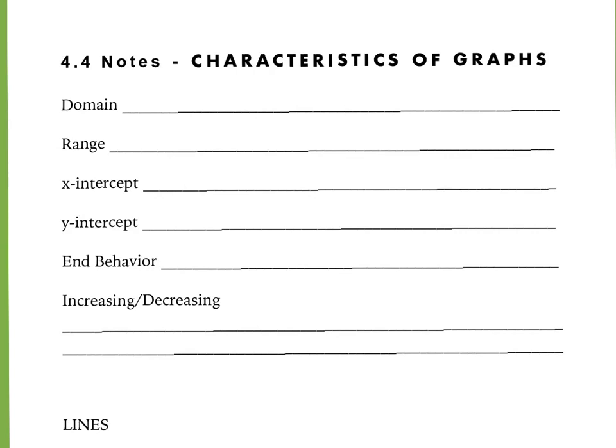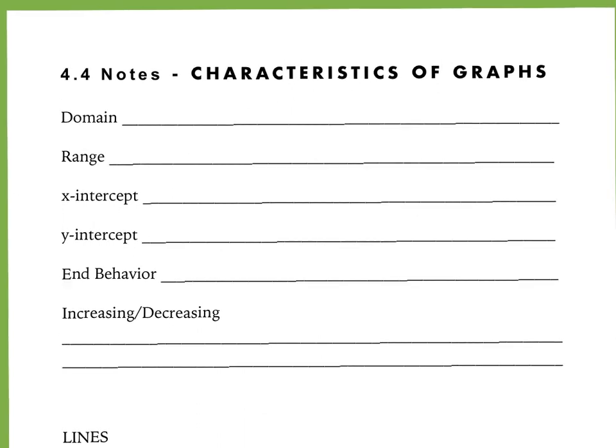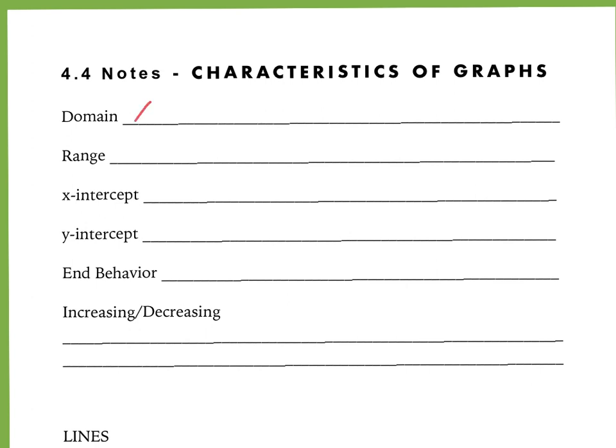4.4, characteristics of graphs. Okay, starting off, we have the domain. When you hear me say domain, I am only talking about the x-axis, okay? So this is your x-axis pathway is what we're going to call it. And we're always going to go from left to right. It's going to be in a coordinate, left to right, your left bound, right bound.